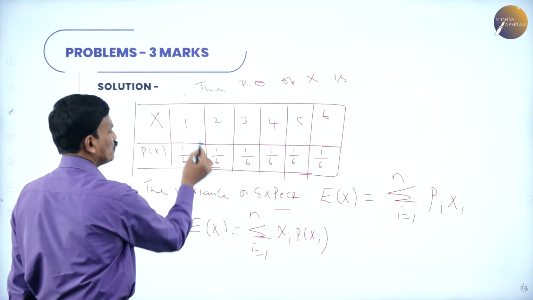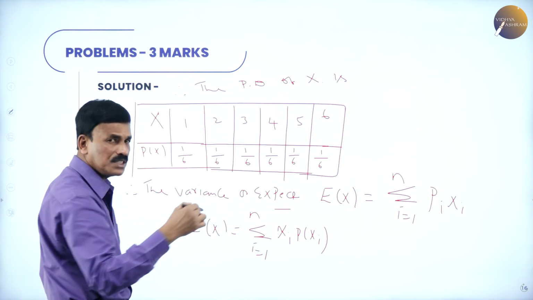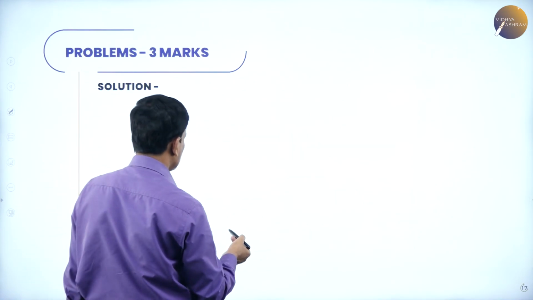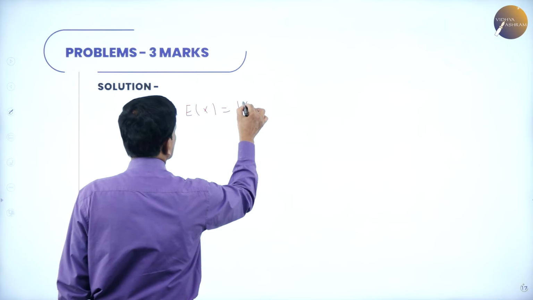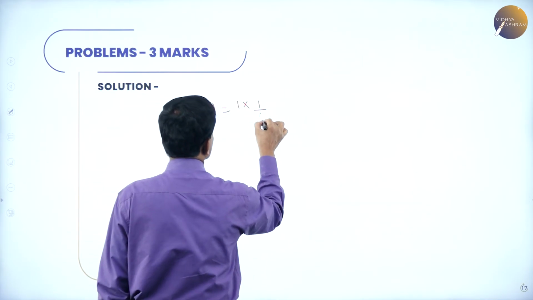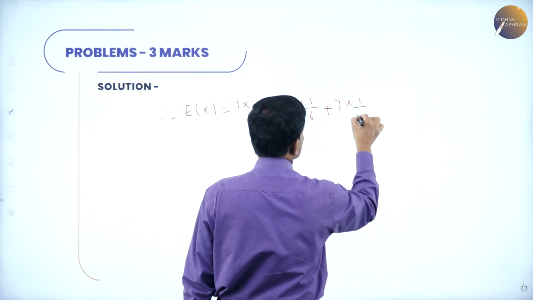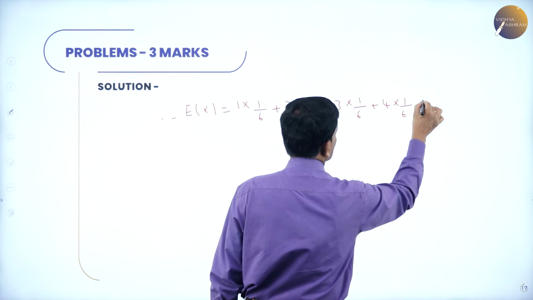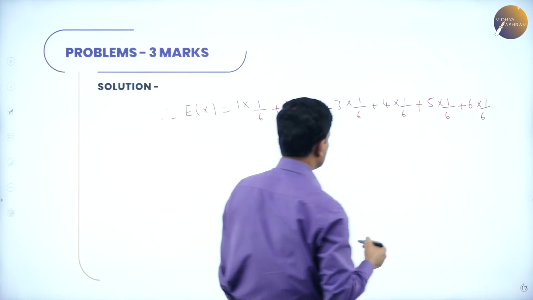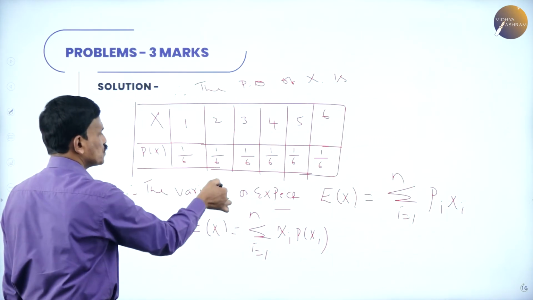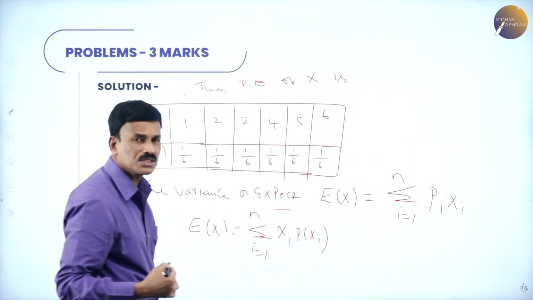What is x i here? 1. P of i is 1 by 6. 1 into 1 by 6 plus 2 into 1 by 6 plus 3. That is what we did in the previous problem. Therefore, E of x is equal to 1 into 1 by 6 plus 2 into 1 by 6 plus 3 into 1 by 6 plus 4 into 1 by 6 plus 5 into 1 by 6 plus 6 into 1 by 6.